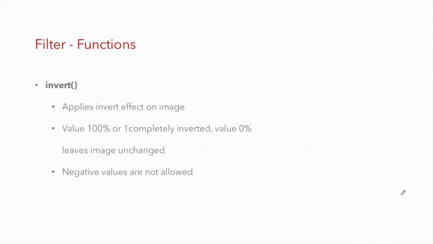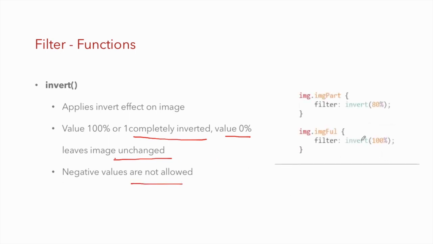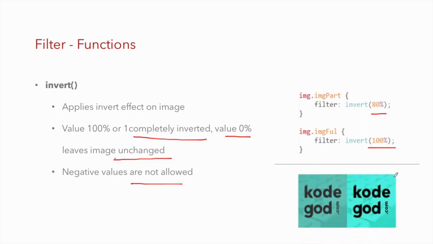Then we have invert, which applies to the image: 100% or 1 completely inverts the image colors, and 0% means the image is left unchanged. Negative values are not allowed in the case of invert. In this example you can see that 80% of the colors will be inverted, and here we are talking about changing 100%. So this is one example. This is the 100% and this is 80%. As you move to the lower range of values, let's say 1% or 0%, you will see that the image has not significantly changed.